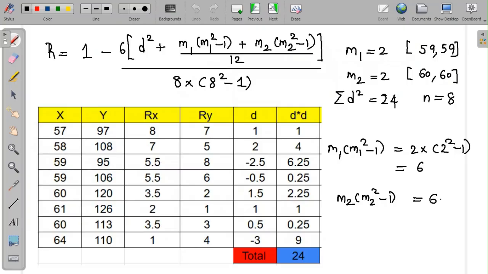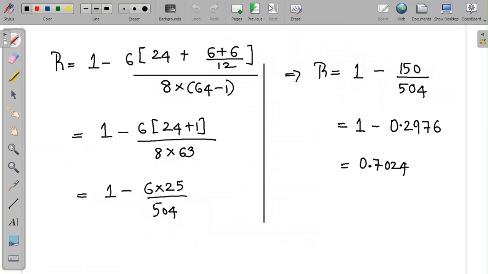The values of M1 and M2 do not change. Substituting them into the formula will give us the rank correlation as 0.7024 because the squares add up to 24. M1 times M1 squared minus 1 gives us 6 on both occasions. We add them to 24, that's 25. And we multiply it by 6 and divide by 8 times 63, giving us 504. The coefficient of rank correlation can be obtained as 1 minus 0.2976, which is 0.7024.